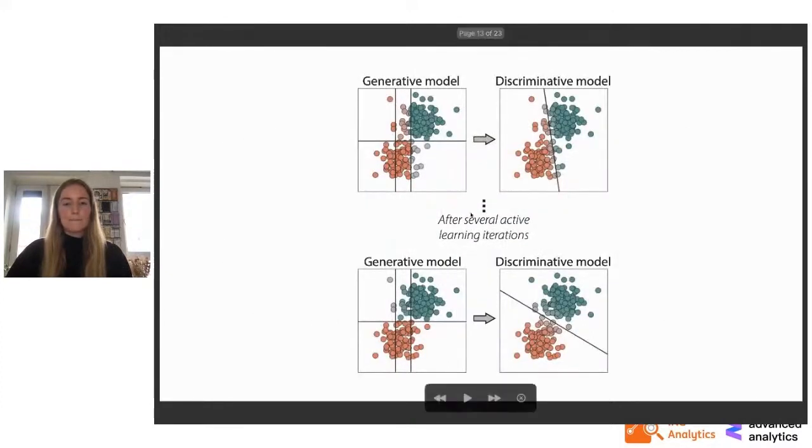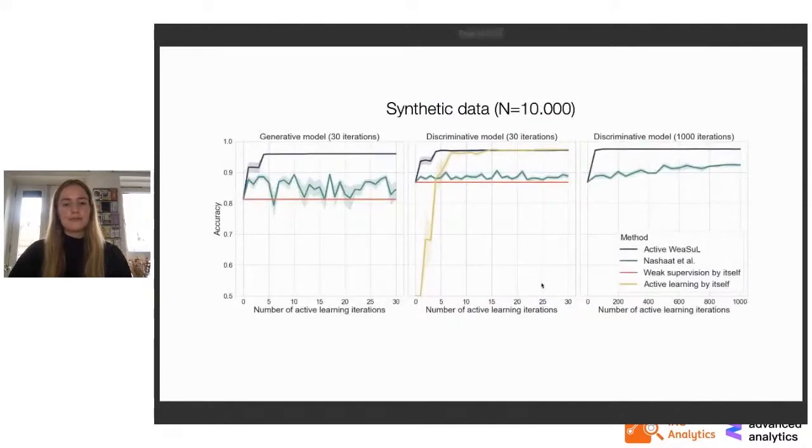So now we want to look at how many data points we need to label to get these better results, and how this compares to other approaches that we could take. To do that, we first look at the synthetic data, just a larger sample of this example that I've been showing.